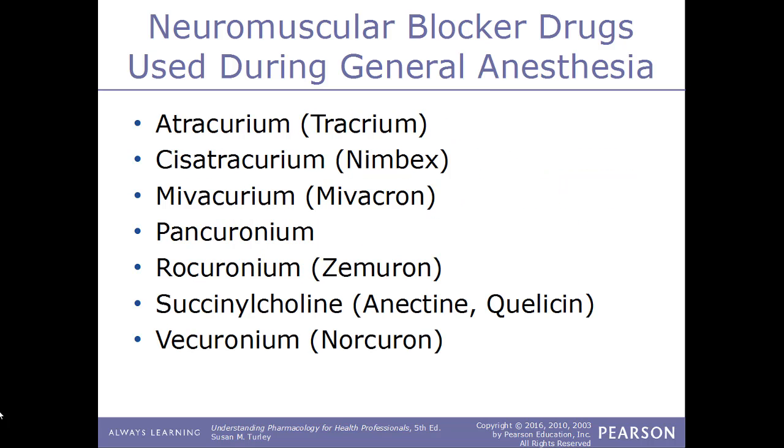Some examples of neuromuscular blocker drugs: atracurium, which is known by the trade name Tracrium; cisatracurium, also known as Nimbex; mivacurium, also known as Mivacron; pancuronium; rocuronium, known by its trade name Zemuron; succinylcholine, also known by its trade names Anectine or Quelicin; vecuronium, known by its trade name Norcuron.